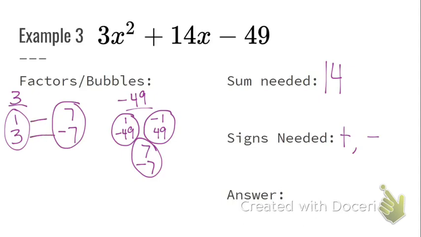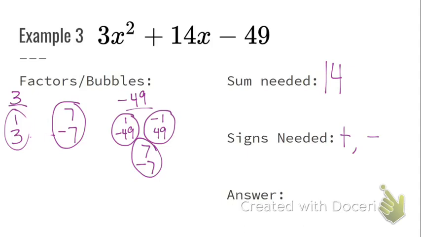So let's start by going straight across. So 1 times 7 is 7. 3 times negative 7 is negative 21. And if I add those together, I get negative 14. Is that what I wanted? Hopefully you're saying no. We want a positive 14, not a negative 14. Which means this is not the correct matchup for our bubbles.